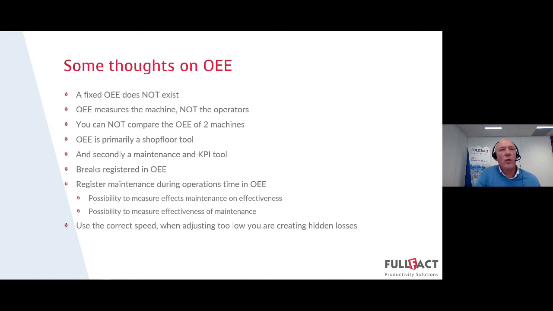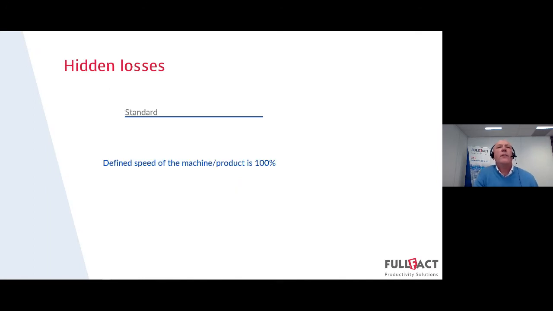Last but not least, use the correct speed. When adjusting too low, you're creating hidden losses. I will explain that to you, the hidden losses. If you have a defined speed of a machine, which is 100%, that's the standard. That's the definition in OEE. The standard is the speed of the product on a certain production line.